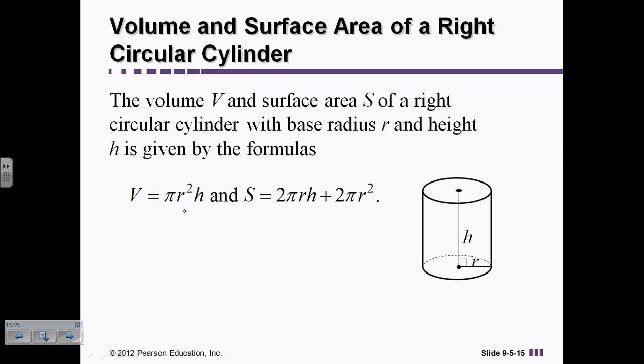So R again is the radius of the circle base. H is the height of the can, or the height of the cylinder. And we're just going to use our formulas and substitute it in. So the first formula for volume is pi r squared h. And the formula for surface area is 2 pi r h plus 2 pi r squared.